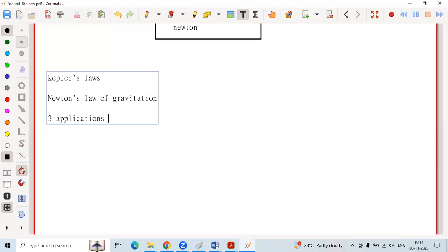What I am asking is, Newton's law of gravitation, F = Gm1m2 by r square, distance square. From that, 3 new formulas will come. What are those formulas? So gravitational field, gravitational potential energy, gravitational potential. Very good. 3 applications of Newton's law.